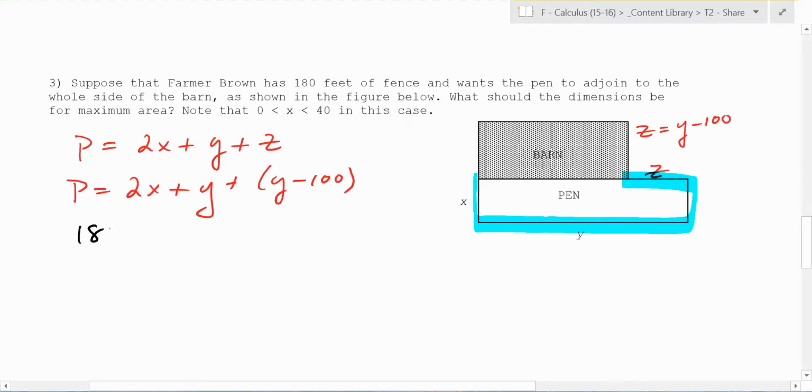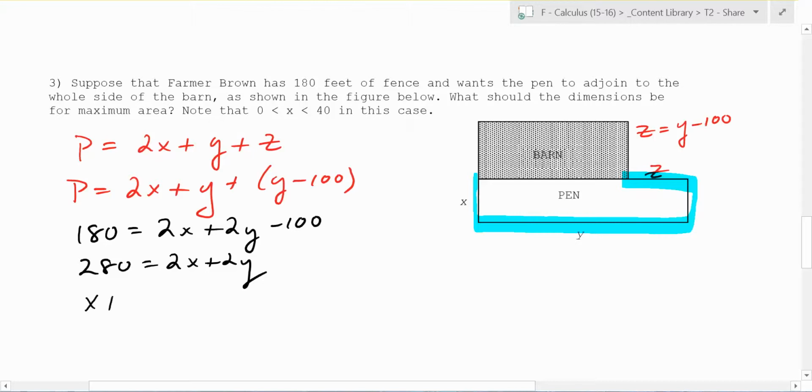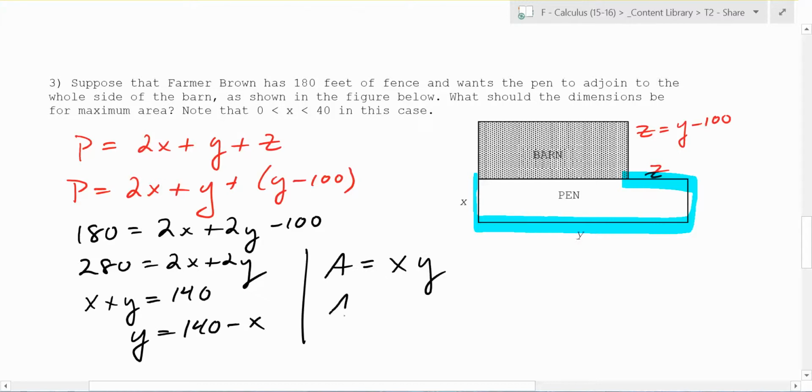180. So 180 is equal to 2x plus 2y minus 100. So 280 is equal to 2x plus 2y. So x plus y is equal to what? 140. So y is equal to 140 minus x. What's the area of that rectangle going to be? X times y. So the area is going to be x times 140 minus x.